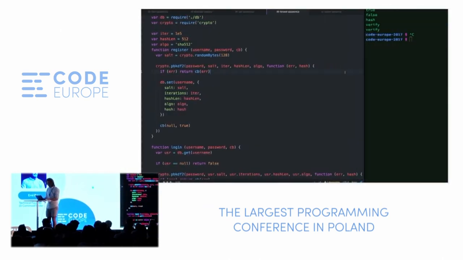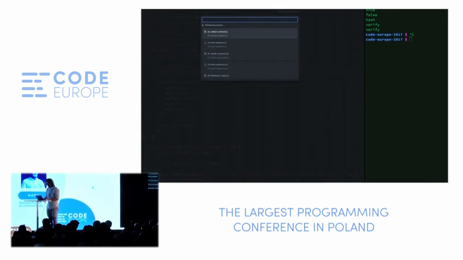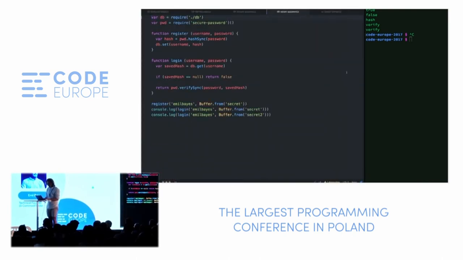So let's have a look at the actual example. This is what secure password looks like. And now we're suddenly back to what looks a lot like the model we started out with. So when we register, I've removed all the callbacks here. So this is actually blocking, but it's just one line to do the password hashing, save that to the database, and then it's just one line to check if the password is actually the one we saved to the database. And it doesn't get much simpler than that.